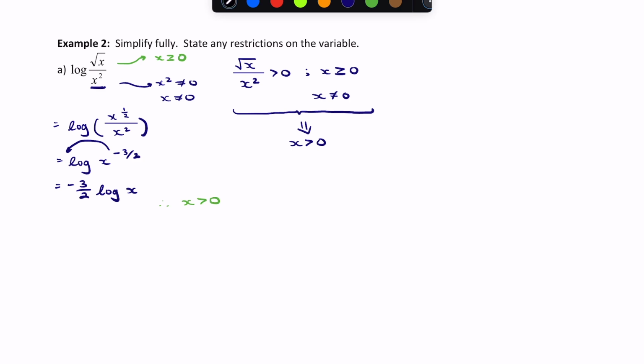So if we look at a graph here, our graph will look something like this. So here we see, again, that x has to be greater than 0.